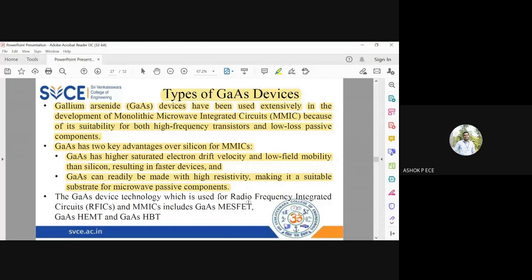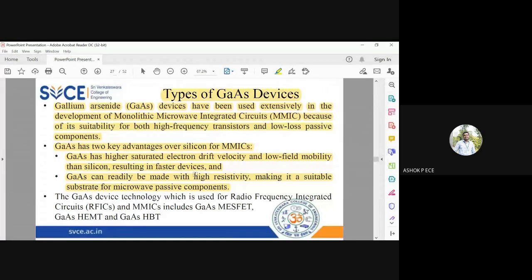So two points which favor gallium arsenide over silicon. One is mobility is very high for gallium arsenide and the drift velocity is very high for gallium arsenide. It is not for gallium arsenide, it is for electrons inside the gallium arsenide. You have to interpret it like that, okay?